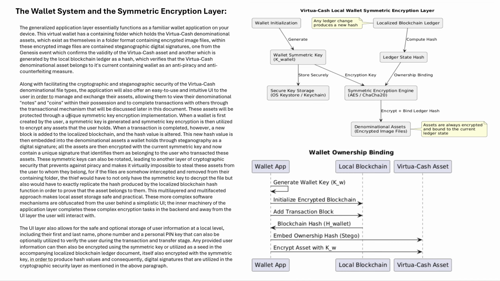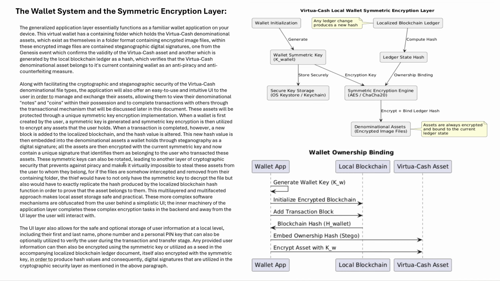These assets will be protected through a unique symmetric key encryption implementation. When a wallet is first created by the user, a symmetric key is generated, and symmetric key encryption is then utilized to encrypt any assets that the user holds. When a transaction is completed, however, a new block is added to the localized blockchain, and the hash value is altered. This new hash value is then embedded in the denominational assets the wallet holds through steganography as a digital signature. All the assets are then encrypted with the current symmetric key and now contain a unique signature that identifies them as belonging to the user who transacted these assets.